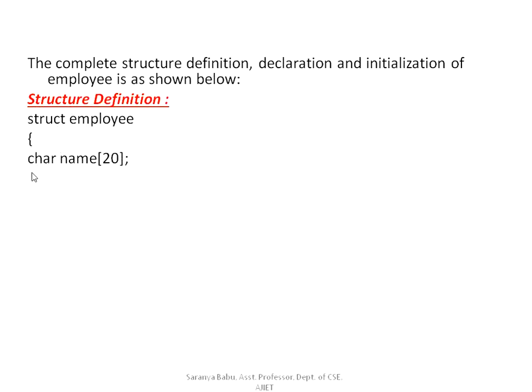What are the members under this employee structure? Char name array, this is a string. Then float salary, second member. Int employee number, this is the third member. End it with a curly bracket and semicolon. So this is the structure definition. Clear? Structure definition is done. So first comes the structure definition. Structure definition always starts with the keyword struct followed by the tag name. Put the curly bracket, put the members under this particular structure, end the curly bracket with a semicolon.